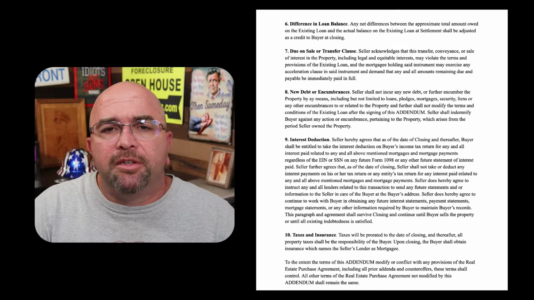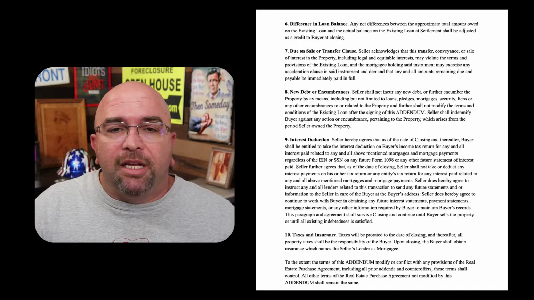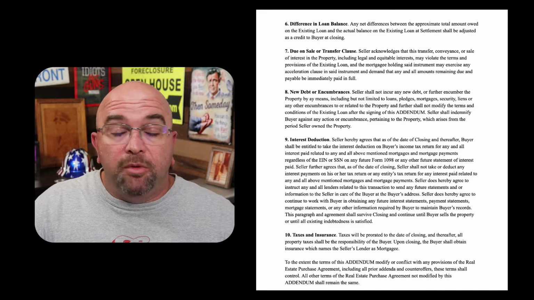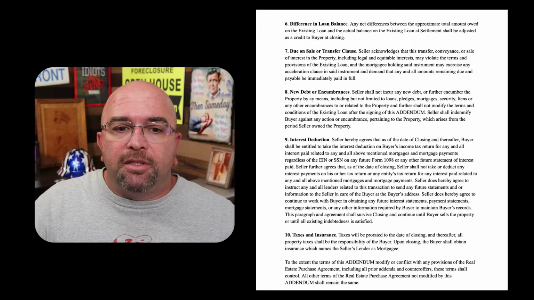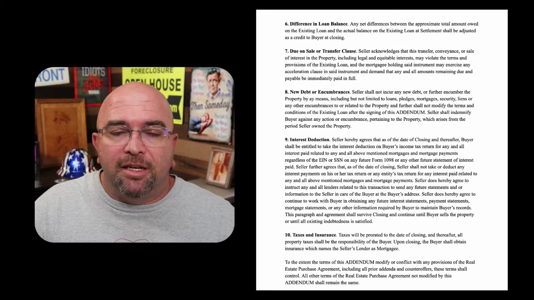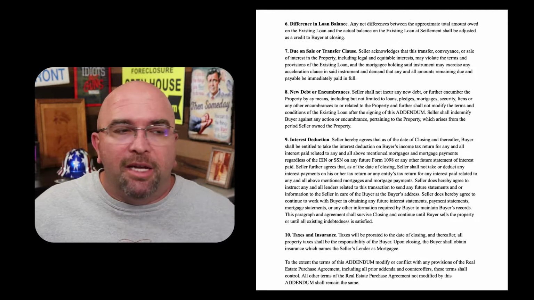Number 7 is the due on sale clause and a transfer clause. Basically, you're telling the seller that it's possible that a due on sale clause may be triggered and how to address that. Also, it talks about any new debt or encumbrances, that's in section 8. The seller is not going to take on any new debt. The last thing you'd want is to start paying the seller's mortgage.